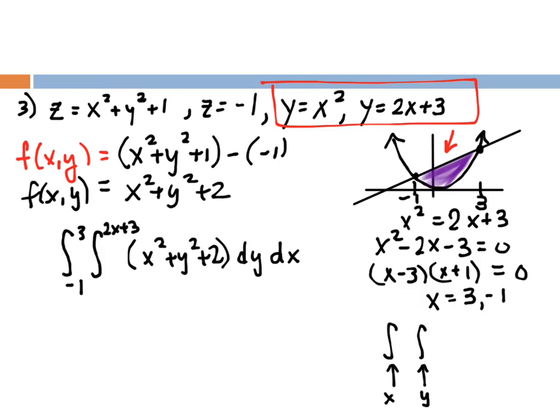So now I'm back to drawing my representative rectangle like this. The top height for y here basically is the line, and the lower height for y is the parabola. So that's the x squared as our lower limit of integration. And again, you can write y equals on those if you prefer.